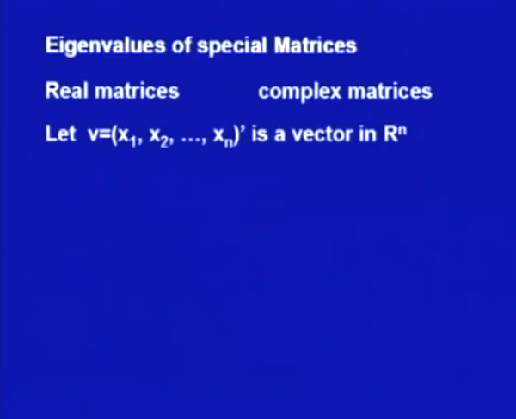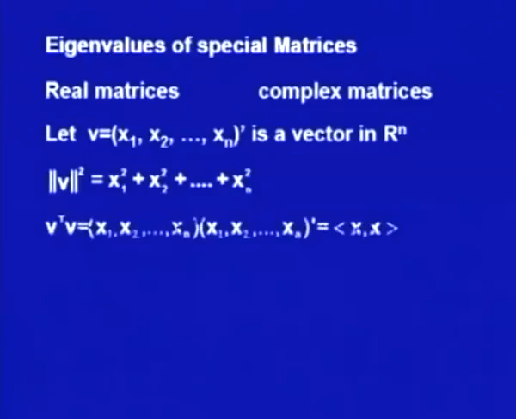Let us consider a vector V in Rn consisting of components x1, x2, xn. So, V is equal to x1, x2, xn, its transpose is a vector in Rn. Then the length of the vector V is defined as x1 square plus x2 square plus xn square. Now, length, as we all know, is a positive number and it is 0 only when the individual components x1, x2, xn are 0.